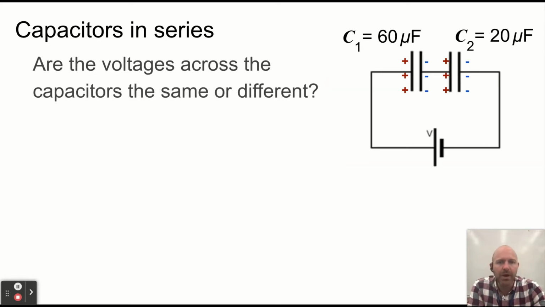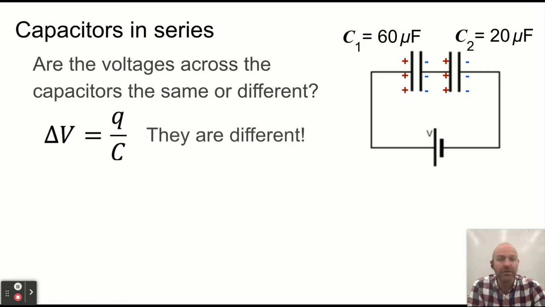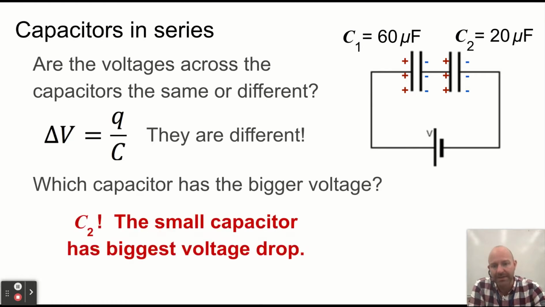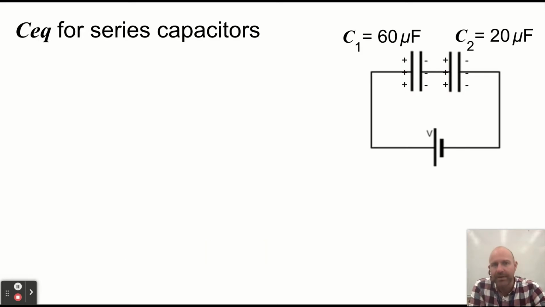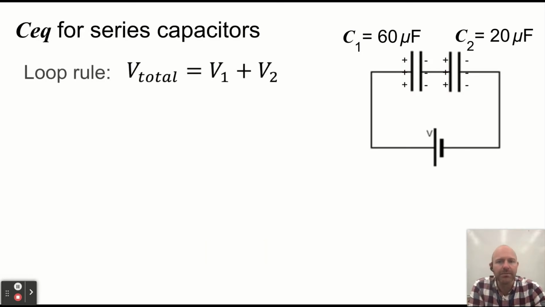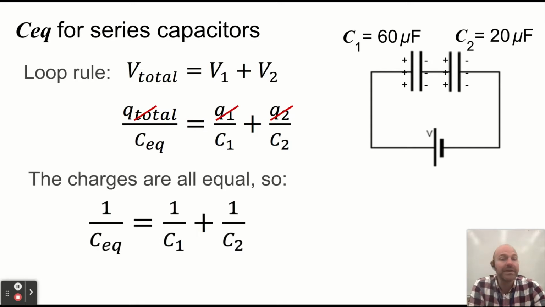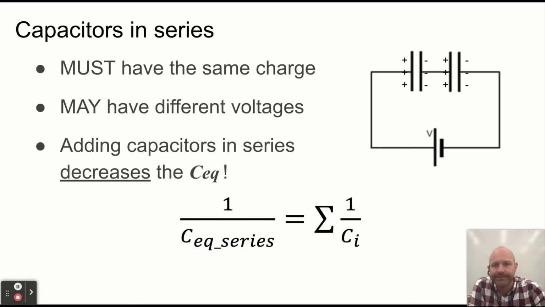So what does that mean? Well, if the capacitances are different, but the charges are the same, then the voltage can also be different. And that's true of any series circuit element. The small capacitor has the bigger voltage drop, which is not how it works with resistors. And so because of that, if we use the loop rule, we add up the voltages. That's Q total over CEQ equals Q1 over C1 plus Q2 over C2. The Qs all have to be the same. And so these add as reciprocals.